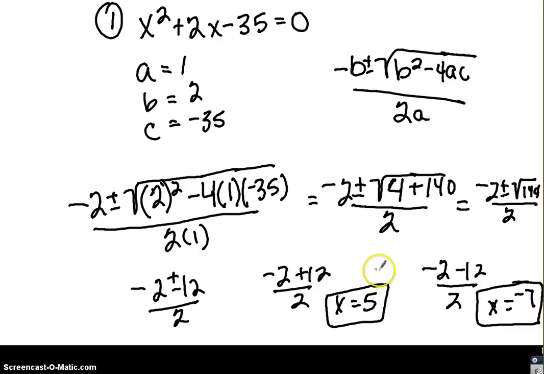So negative 2 plus 12 is 10. 10 divided by 2 gives me x equals 5. Negative 2 minus 12 is a negative 14. Negative 14 divided by 2 gives me x equals negative 7. So your 2 answers for problem number 1 are that x equals 5 and x equals negative 7. So you're going to work the rest, 2 through 15, in class tomorrow using the exact same formula.